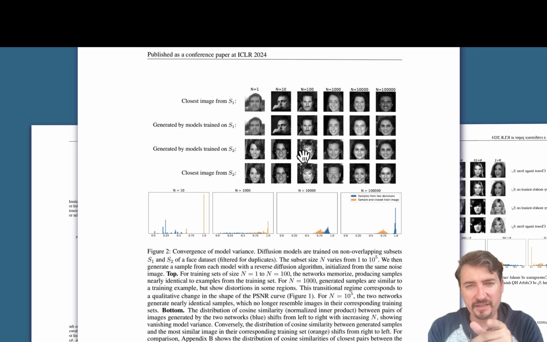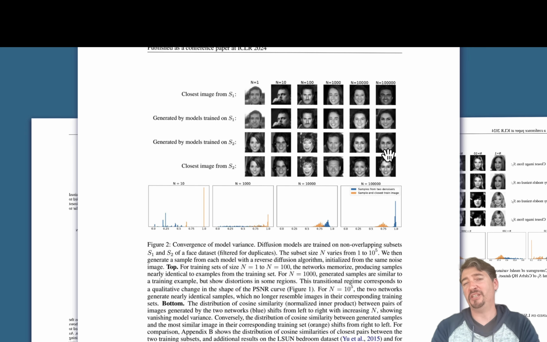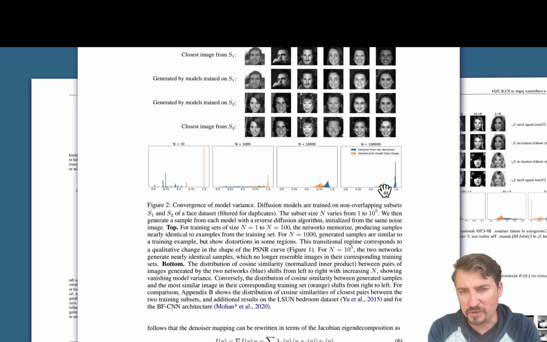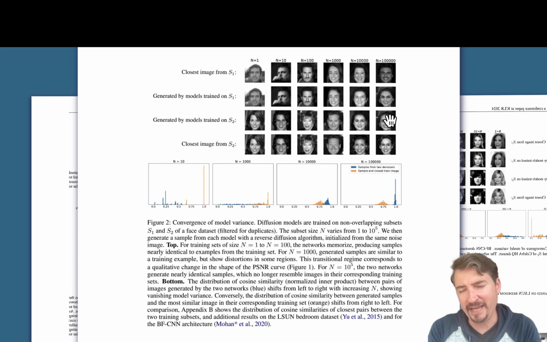More to the point, if you look at these two rows here, which is why they stacked it like this, the generated model on the S1 data set versus the generated model on the S2 produces almost the same image. Okay, but these are two completely different subsets of data. So it's part of the argument that genuine learning is happening. It's not just memorizing. Okay, and then take a look at the distribution of cosine similarity, and you can see that the samples from the 2D noisers shift to the right in blue. So you get that similarity happening here. And then the sampled and closest train image do the opposite. They start to concentrate towards the left there.